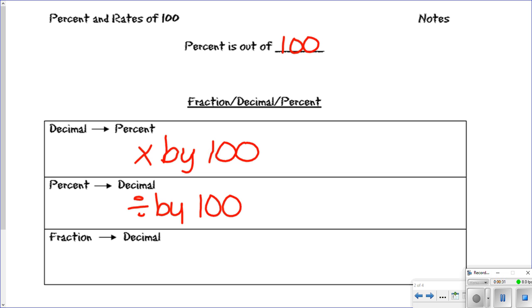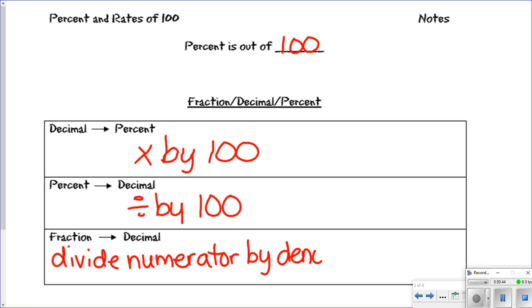And to change a fraction to a decimal, we will divide our numerator by the denominator. Quick visual reminder, numerator inside, denominator outside.